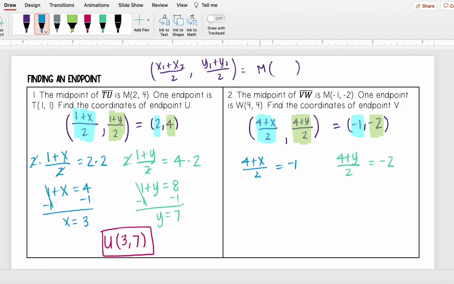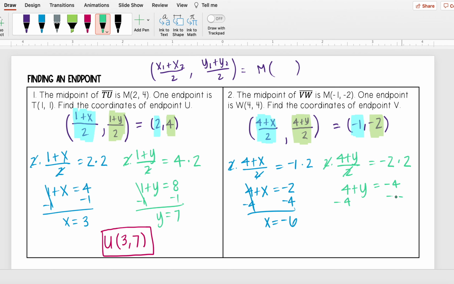Now I need to solve both. I first need to undo that division by multiplying both sides by 2. So I get 4 plus x is equal to -2. Subtract 4, and I get that my x coordinate is equal to -6. Then I need to do the same thing with my y. So I get 4 plus y is equal to -4, so y is equal to -8. And so my answer here is that my endpoint is going to be my x coordinate -6, y coordinate -8.